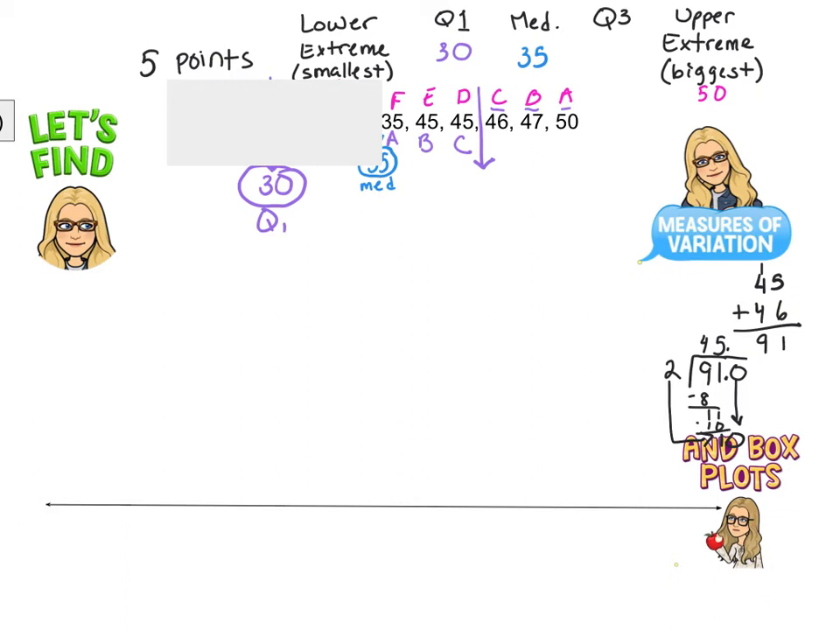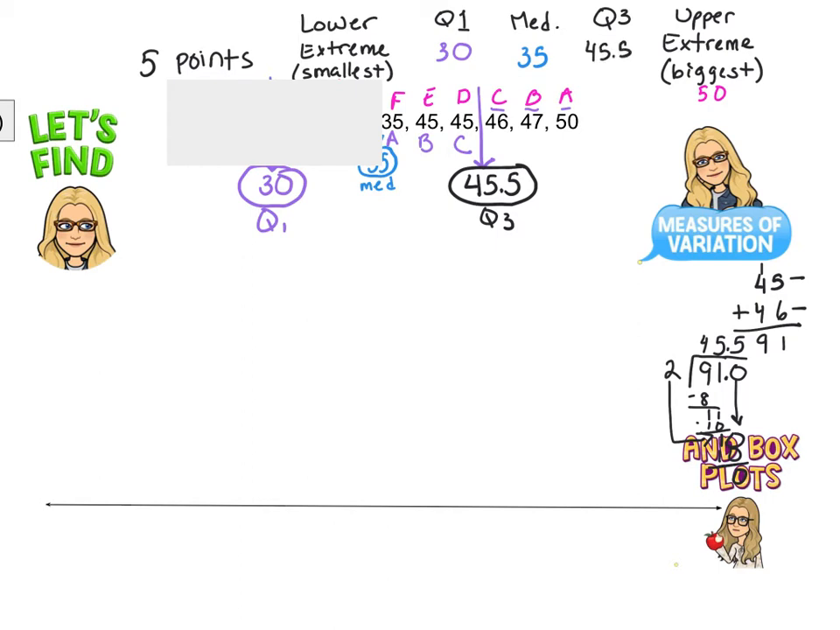So 2 fits into 10 5 times, and now I see that my middle number, the number between 45 and 46, is 45 and 5/10, or 45 and a half. And if you already knew that, you did not have to go through adding them together and dividing by 2. You only have to do that if you're not sure what's right between the 2 middle numbers. All right, so this is my Q3. I'm going to go ahead and record that up top here.